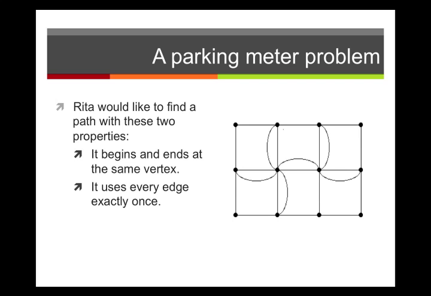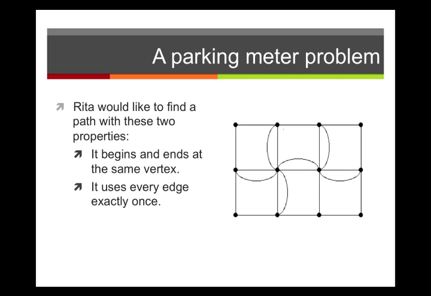Remember that she wants to drive to some particular intersection and stop and then get out and walk, and at the end she wants to drive away. So her path has to begin and end at the same vertex. Also, she needs to check every parking meter, and that means that she needs to use every edge in this graph.